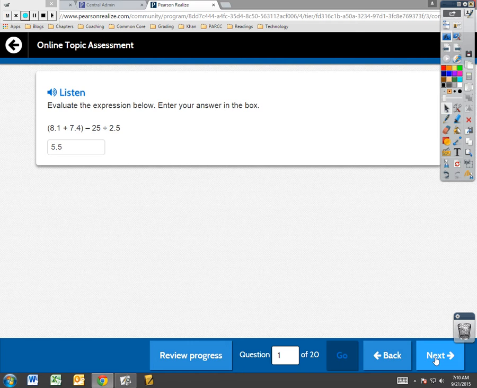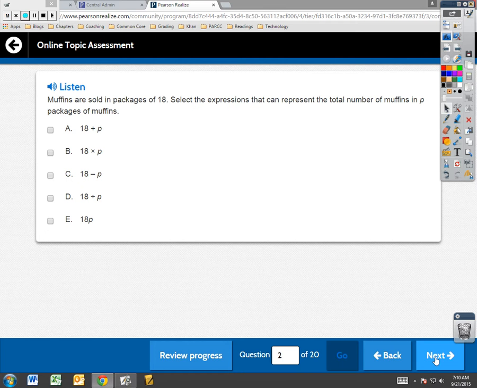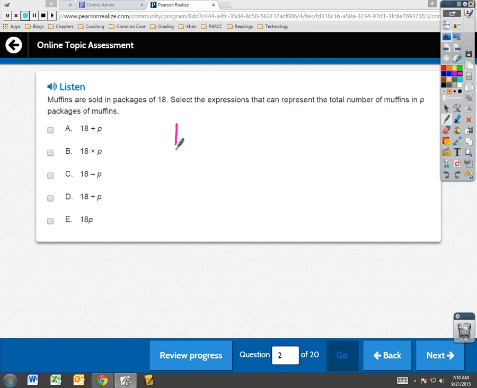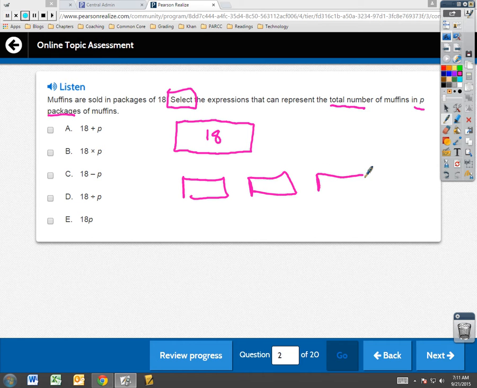All right, I'm going to hit next. Okay, let's take a look. Muffins are sold in packages of 18. So that means there are packages of muffins, and in each package there are 18 muffins. Select, there's my verb, the expression that can represent the total number of muffins in P packages. That means I don't know how many packages I'm buying. I'm just buying a whole bunch, but they want to know how many I could find if I bought a whole bunch.